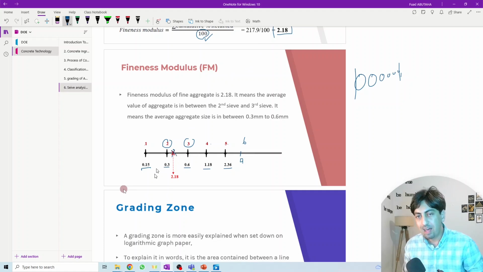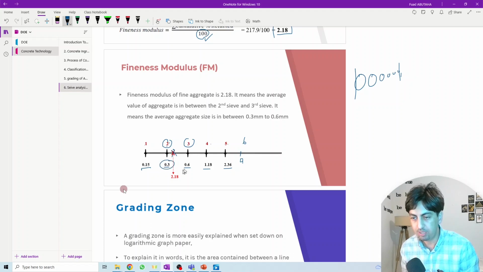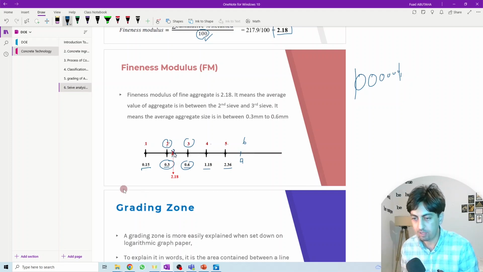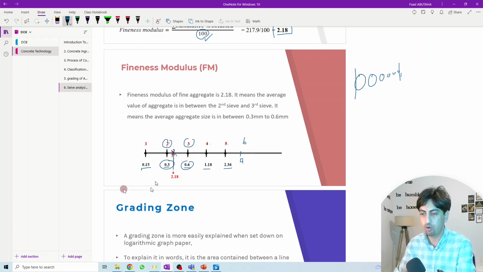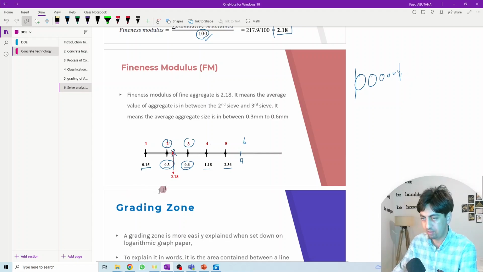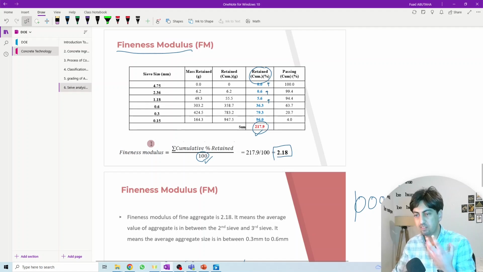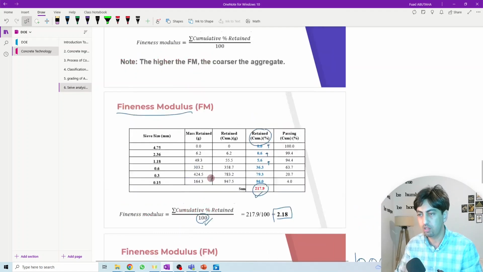So it tells us the average of the particle size. The average particle size lies between sieve number 2 and sieve number 3, between 0.3 and 0.6. So the average particle size is somewhere here for the sand sample we are doing the test for. So this is how sieve analysis works, and how to calculate the fineness modulus of the sand.